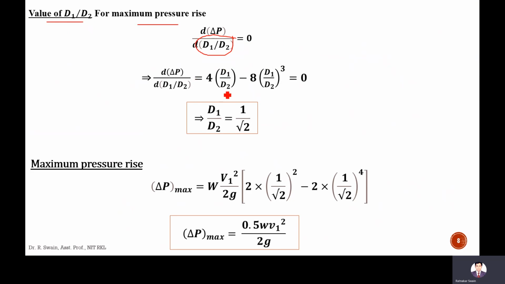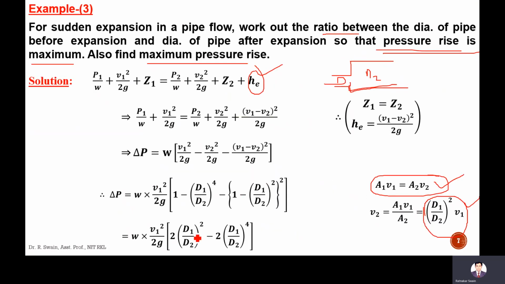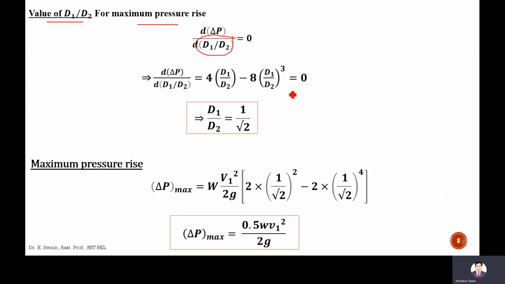So if you take the derivative of this expression, then it will be 4 times D1 by D2 minus 8 into (D1 by D2) to the power 3. So if it is 0, D1 by D2 is calculated as 1 by root 2. It means D2 is equal to root 2 times D1 for maximum pressure rise in the sudden enlargement of the pipe. So now we have calculated this ratio.